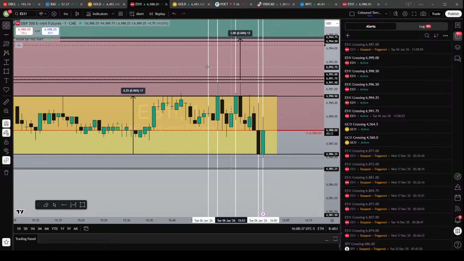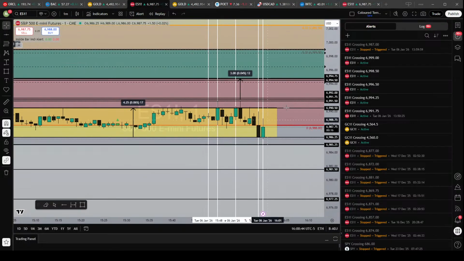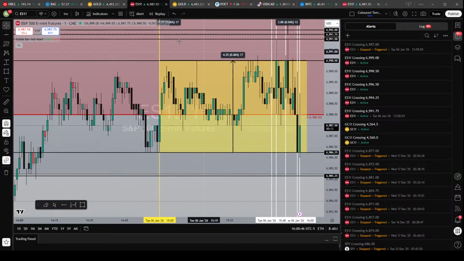Still a really good move, though, on ES today. We'll see where they end up closing after the close, but I think that we're still confined or restricted to these ranges for the last hour here.